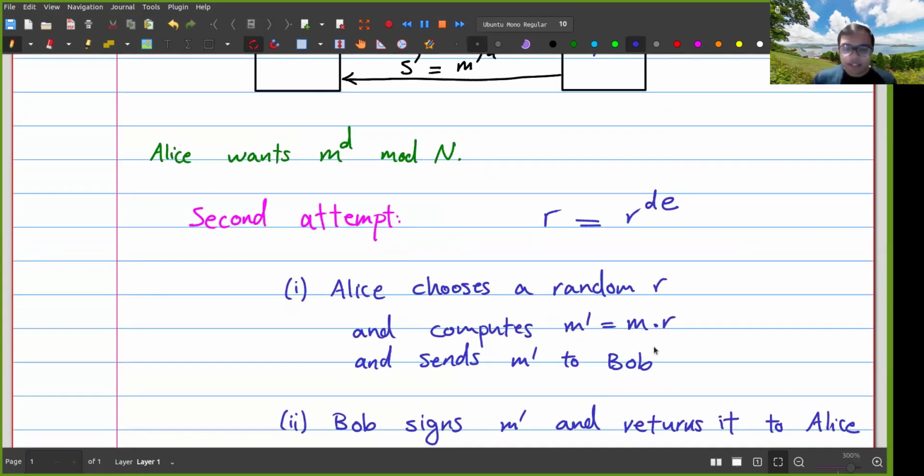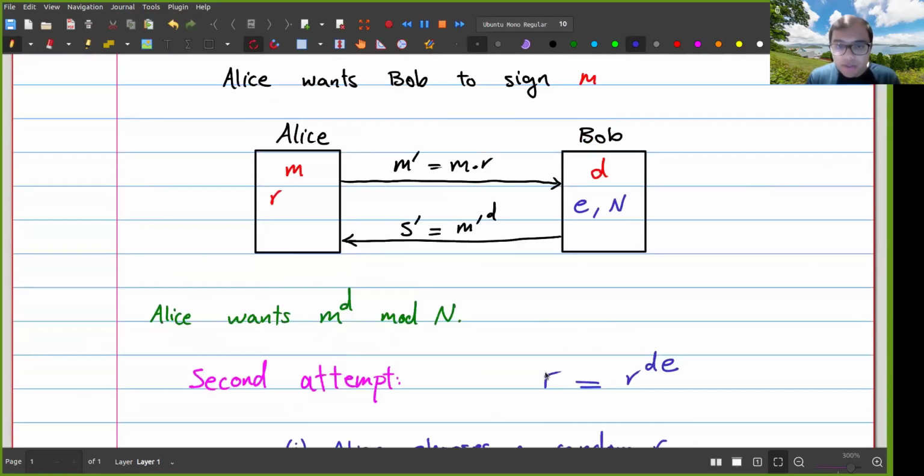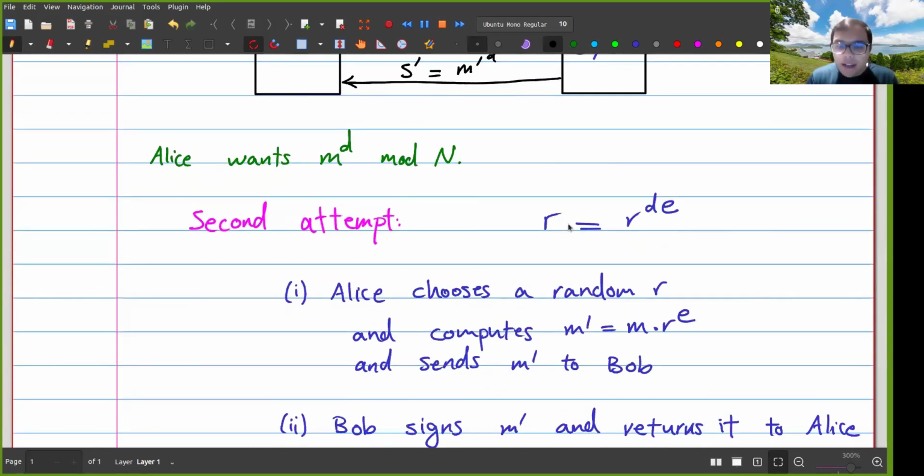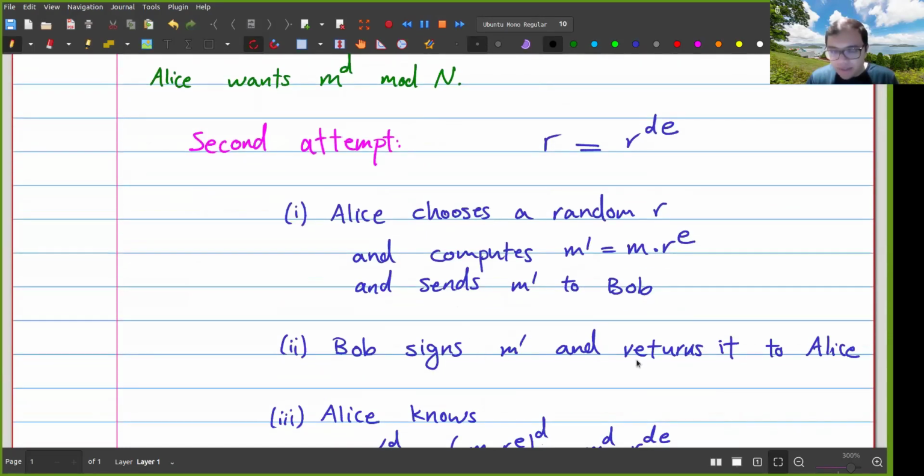So now this is my second attempt. I say that Alice chooses a random number R, but the message M prime that she computes is actually not M times R, it's M times R to the power of E. So I'm choosing a random number R, and then I'm encrypting it using Bob's public key, and then I'm multiplying it by my original message. And I send this M prime to Bob. So the only thing that happened here is that M prime is no longer M times R, it's M times R to the power of E. And now Bob signs M prime and returns it to Alice.